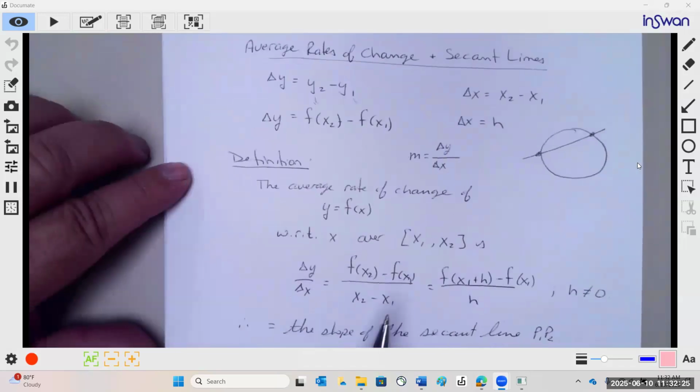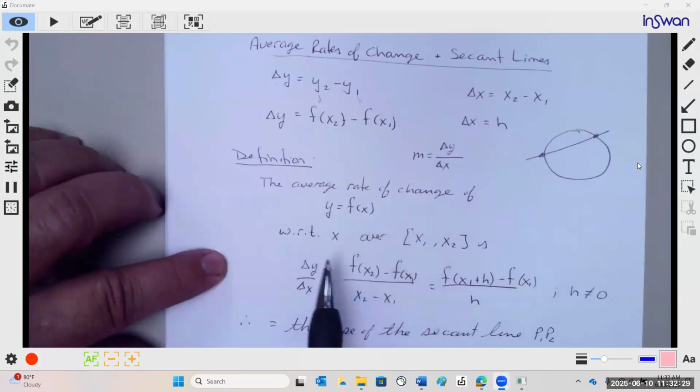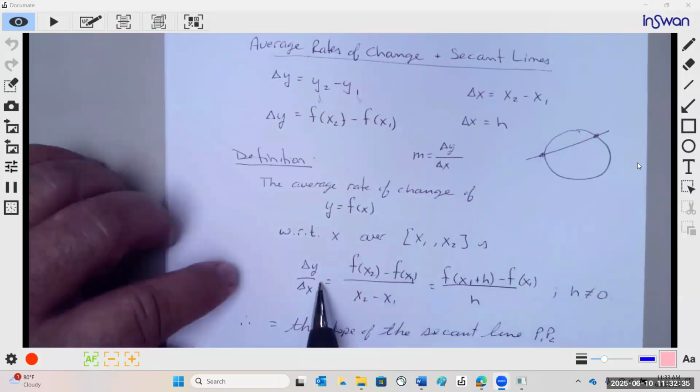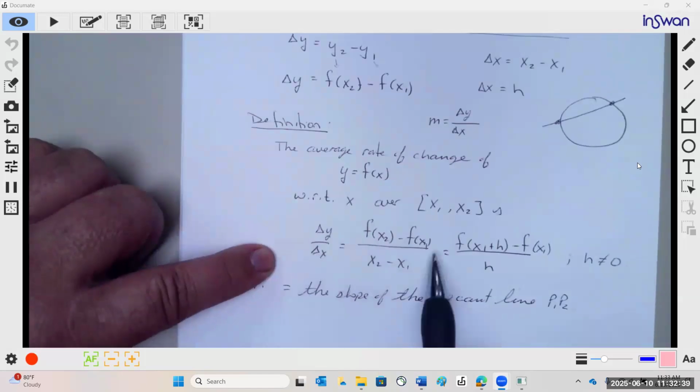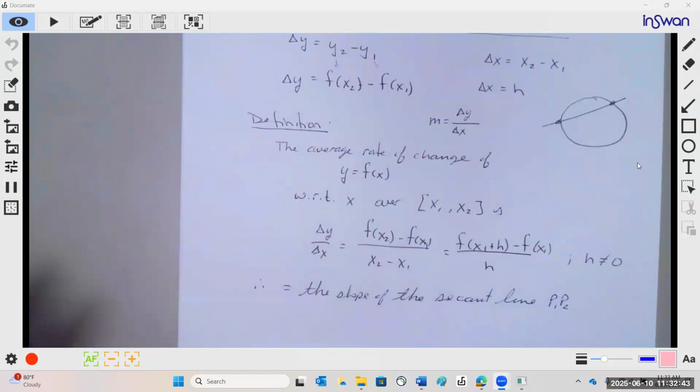As we can see here in the definition, the average rate of change of our function f of x with respect to x over an interval x2 and x1 is written this way. Delta y over delta x is y2 minus y1 over x2 minus x1. That's algebra.